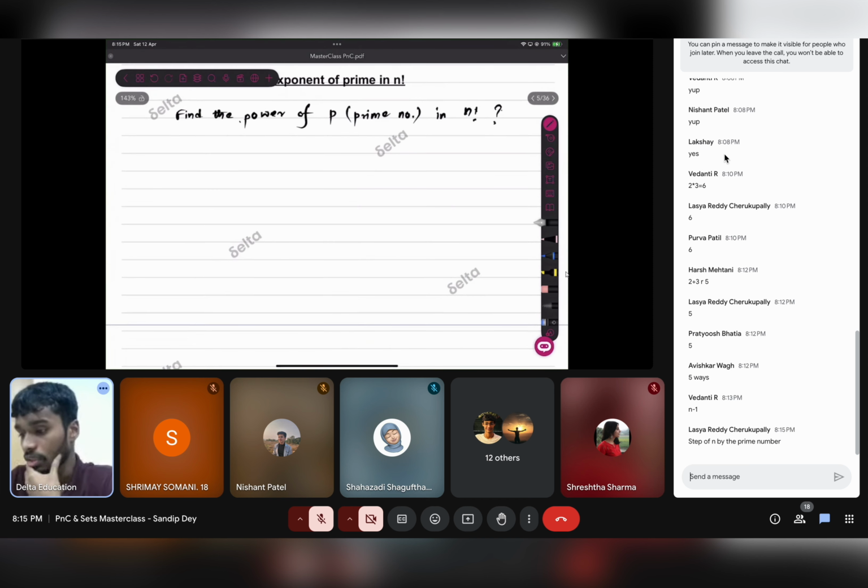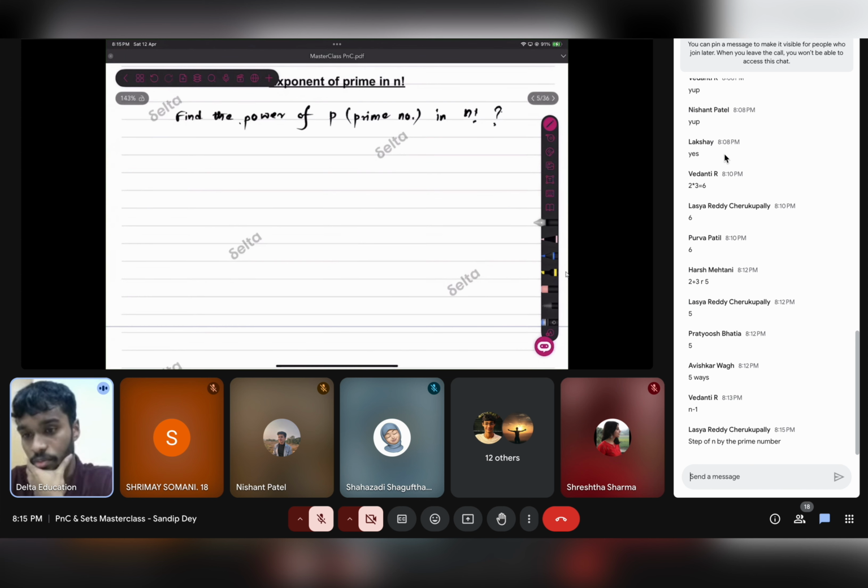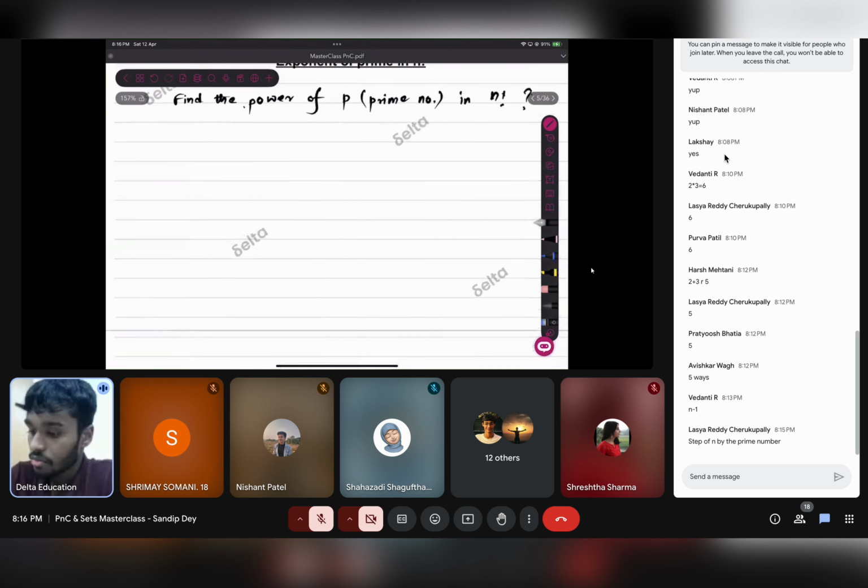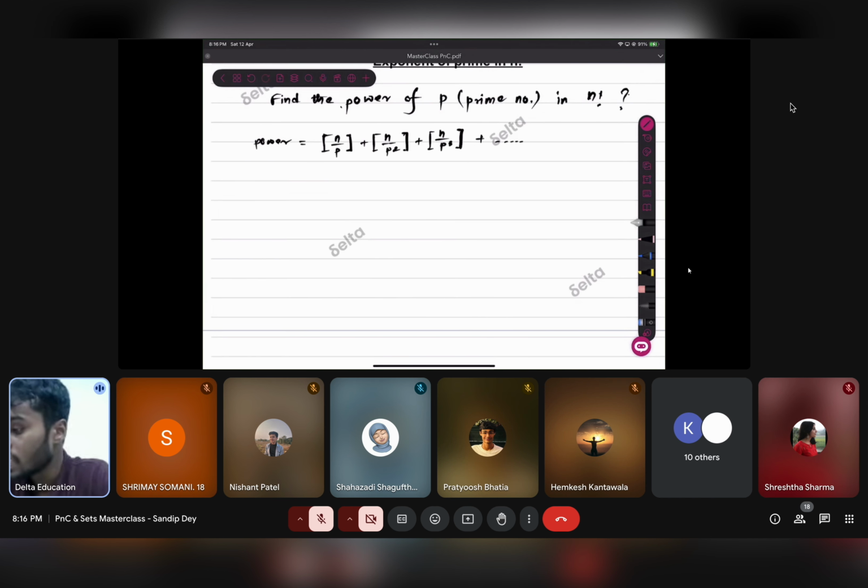So the formula is basically, let's say you have to find the power, it is going to be equal to, this is a GIF function, floor of n divided by p, plus n divided by p square, then n divided by p cube, and all the way up until it becomes 0. So this is a GIF function, right?